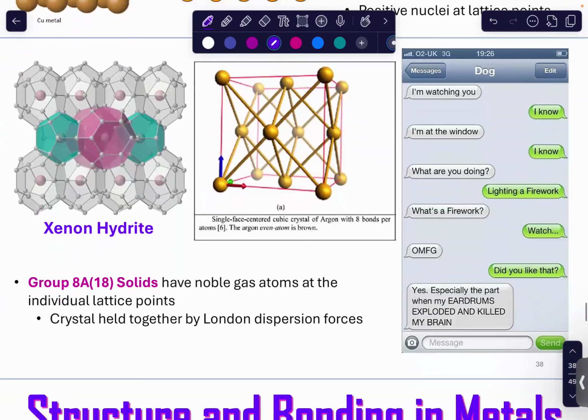Then we have some group 8A solids. These are going to be made from your noble gases. You see there on the top left, we have a xenon hydride, where the little ball structures are made from hydrogens, and right at the center of the hydrogens, you have xenon atoms. The other structure is an argon crystal.